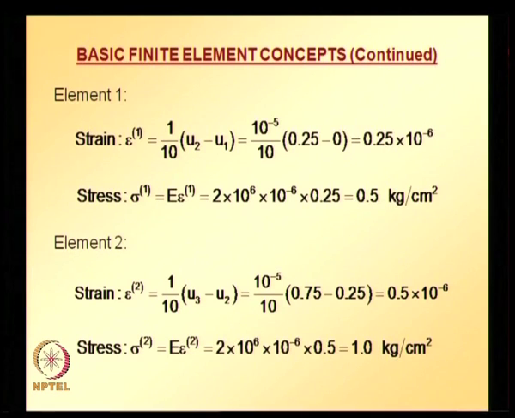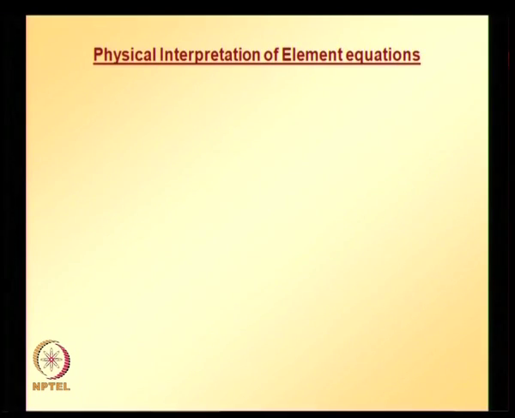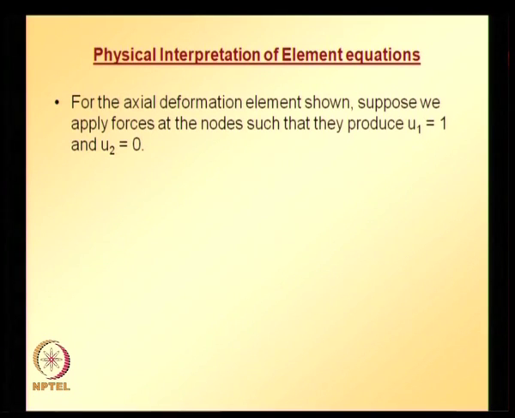So now we solved a problem. We have seen a physical application of the techniques that you learnt. So now we have seen a structural mechanics problem, that is axial deformation of a bar. And now let us see what is the physical interpretation of these element equations. For the axial deformation element shown, suppose we apply forces at nodes such that they produce u 1 is equal to 1, u 2 is equal to 1.